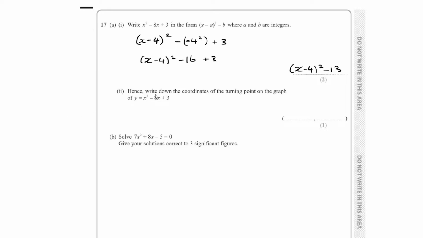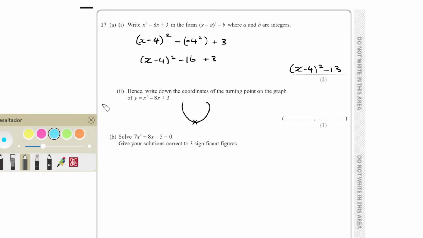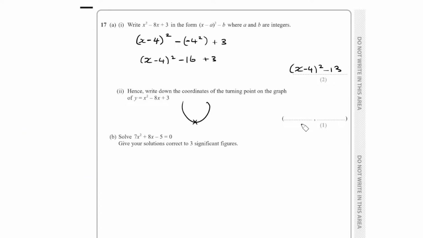Okay, part ii, hence, so that means like therefore, so using your answer from part a, write down the coordinates of the turning point of the graph. Now this is obviously a quadratic graph, right, which is a U shape, so that's the turning point. This is another one, it's super easy, you just have to memorize it. Obviously, turning point has 2 coordinates, 2 numbers. There are only 2 numbers here.